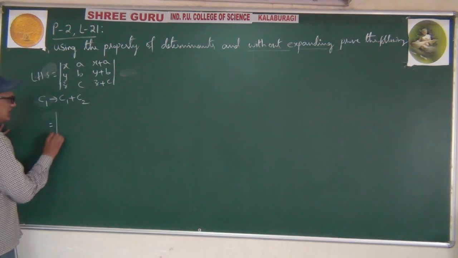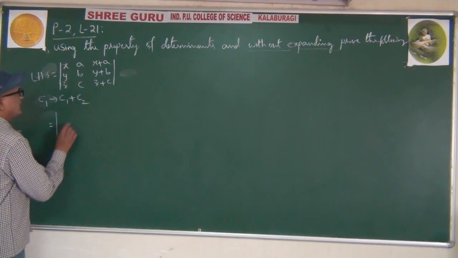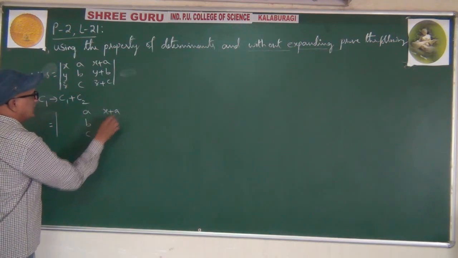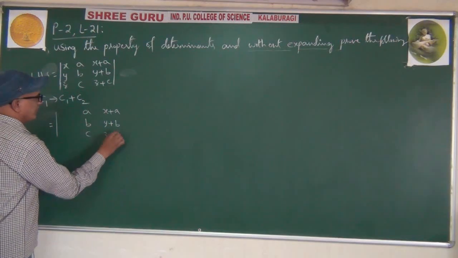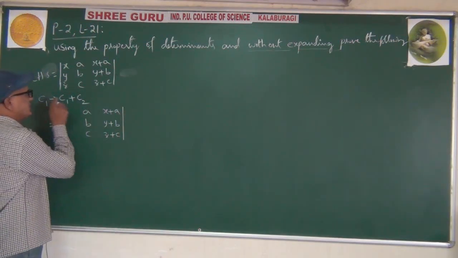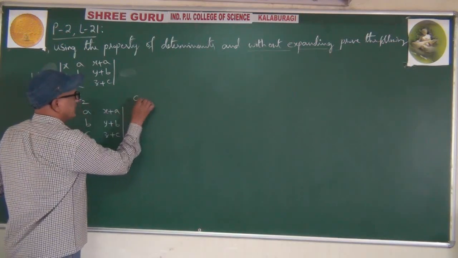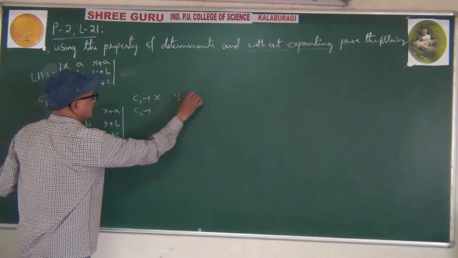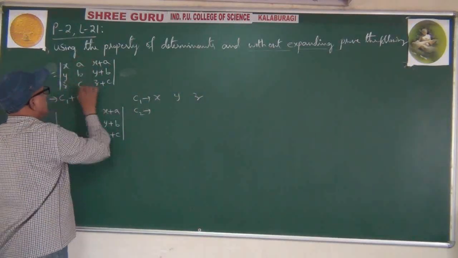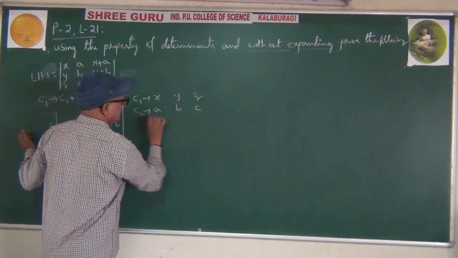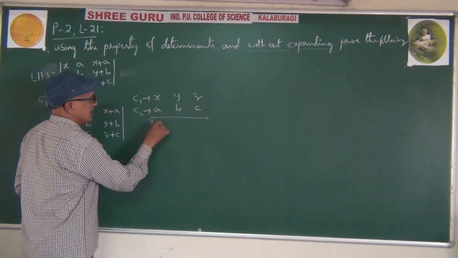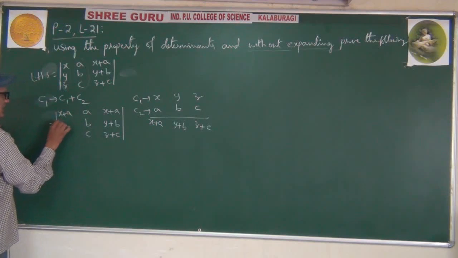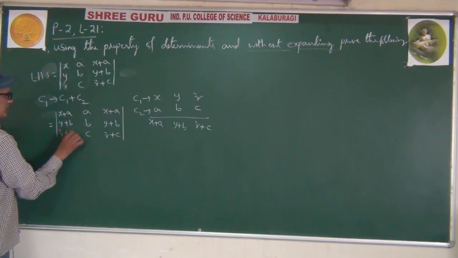So which column are we changing? First column we are changing. Nothing happened to the second column. Nothing happened to the third column. How are we changing? Column 1 plus column 2. What are the elements in the first column? x, y, z. What are the elements in the second column? a, b, c. Add both: x plus a, y plus b, z plus c.